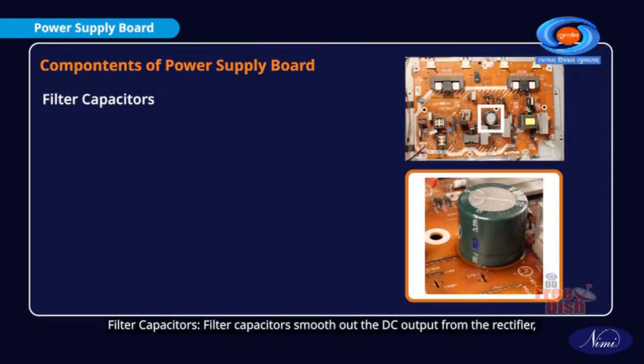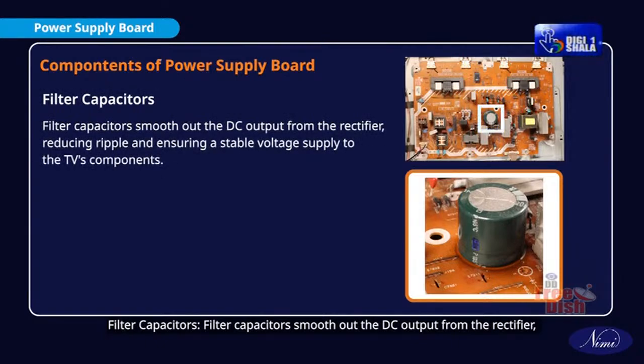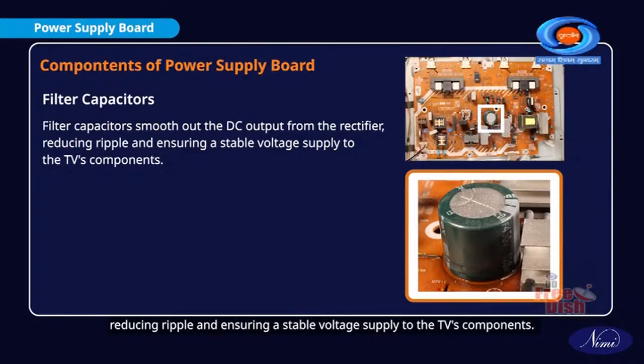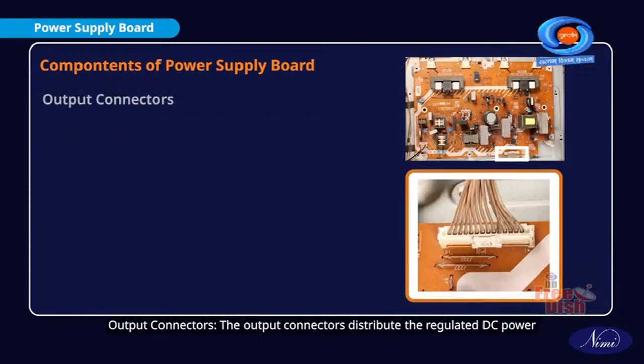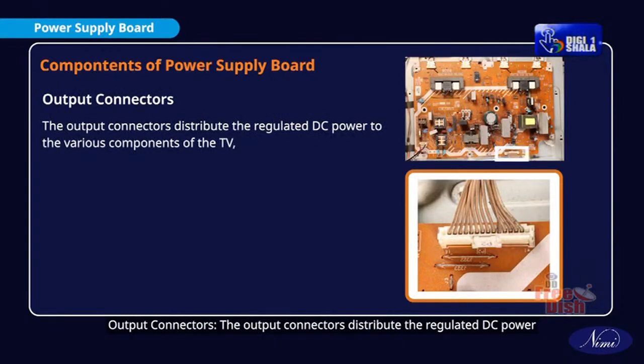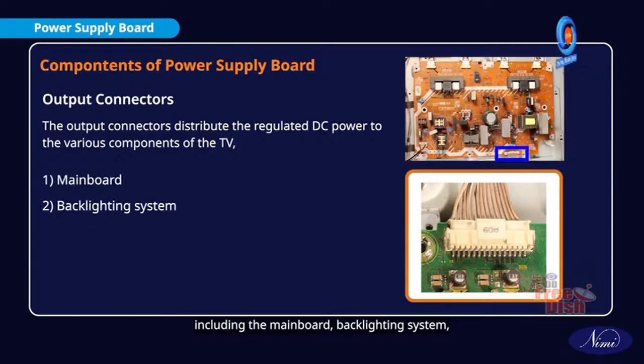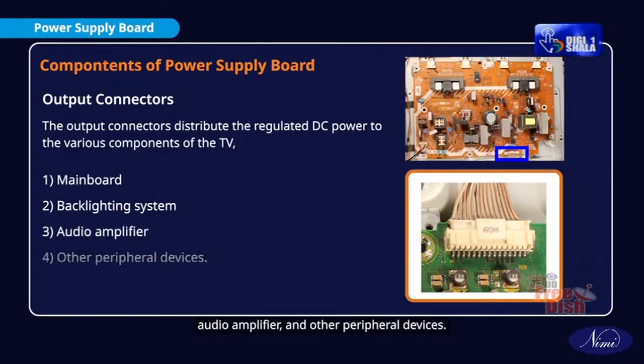Filter capacitors. Filter capacitors smooth out the DC output from the rectifier, reducing ripple and ensuring a stable voltage supply to the TV's components. Output connectors. The output connectors distribute the regulated DC power to the various components of the TV, including the mainboard, backlighting system, audio amplifier, and other peripheral devices.